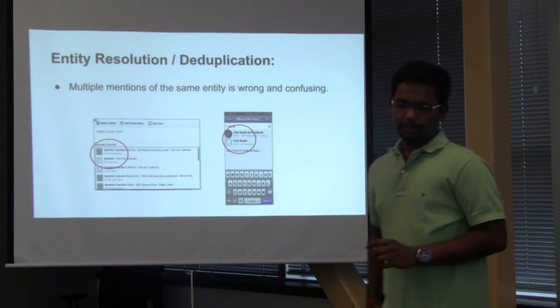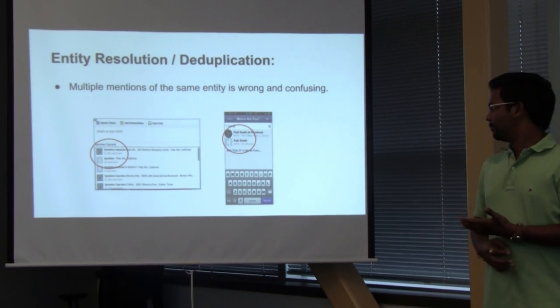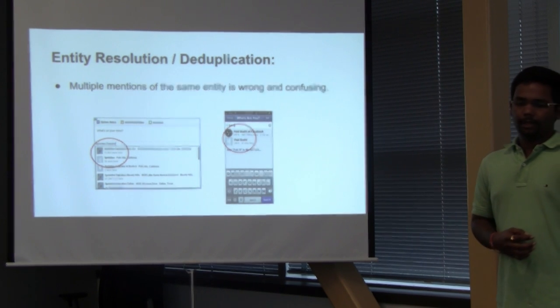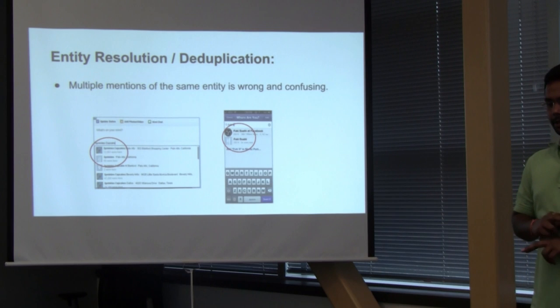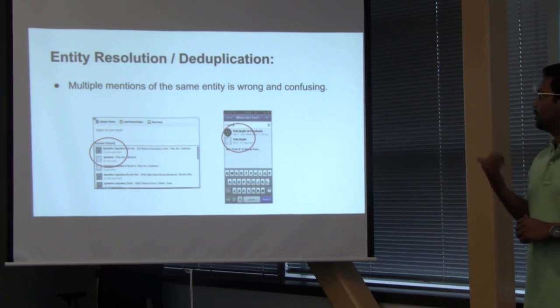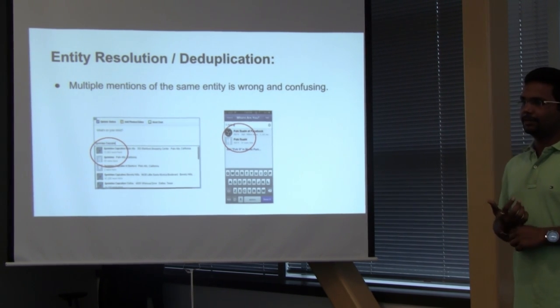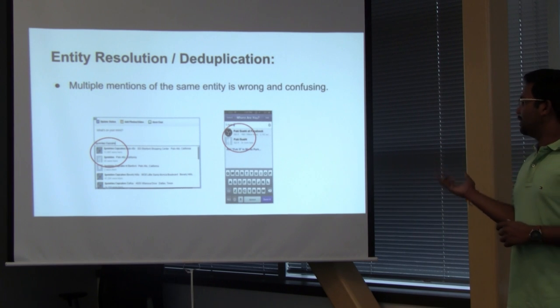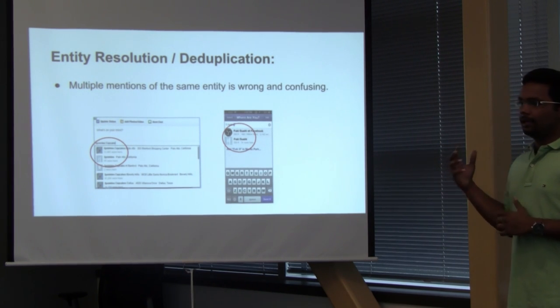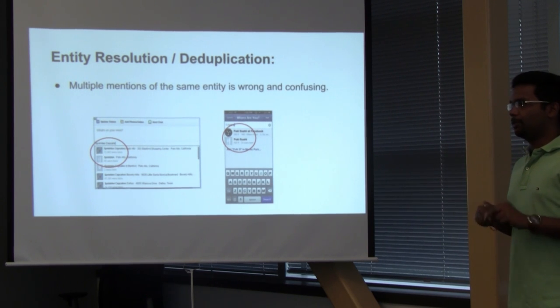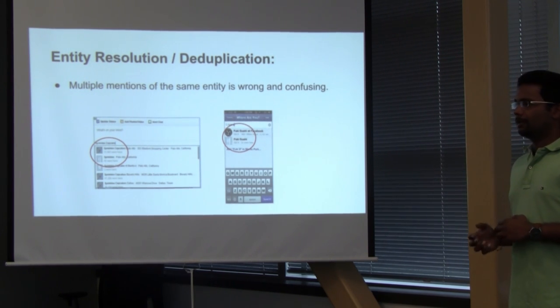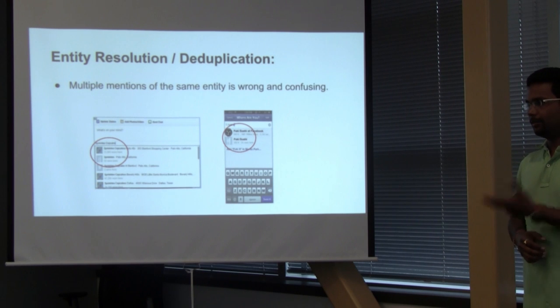And these are all the challenges that are there in relationship extraction. But when we look at entities that are already extracted, there might be duplicates of entities. Like say, Wright State University can be mentioned as WSU as well. But both of them refer to the same location.